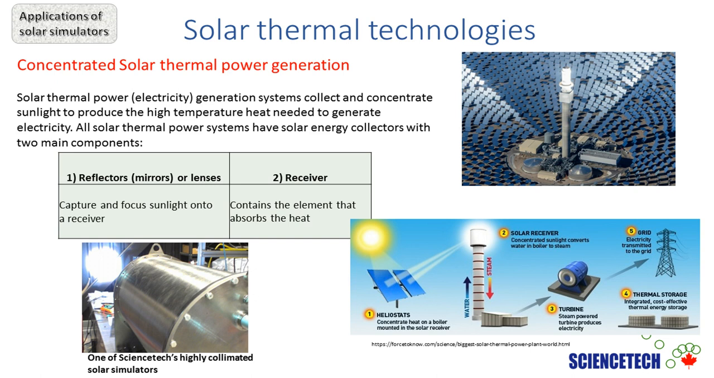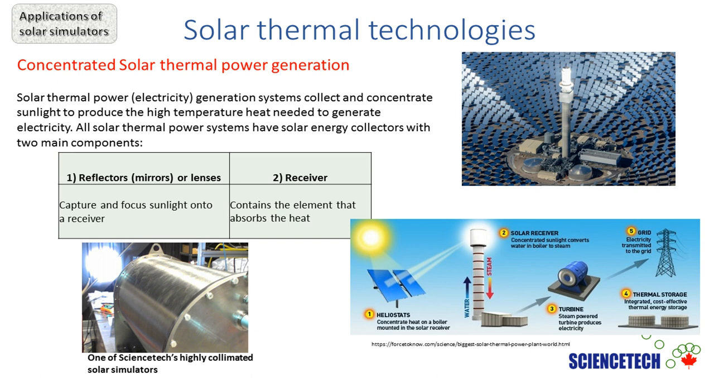However, concentrated solar photovoltaics convert sunlight into electricity, while concentrated solar thermal power systems concentrate the sun's energy to produce heat. Now, at the heart of all solar thermal power systems are two main components. There are the reflectors, and then there are the receivers. The reflectors are the mirrors which capture and focus the sunlight onto a receiver.